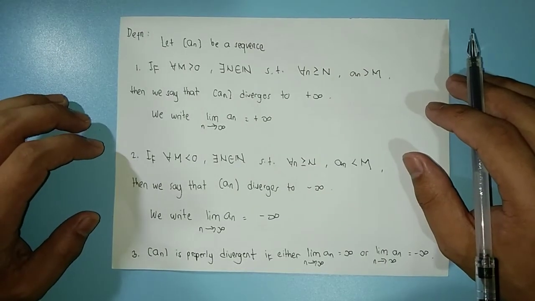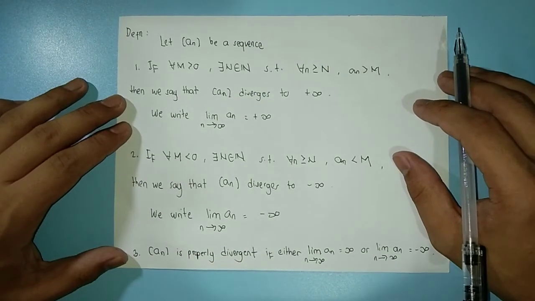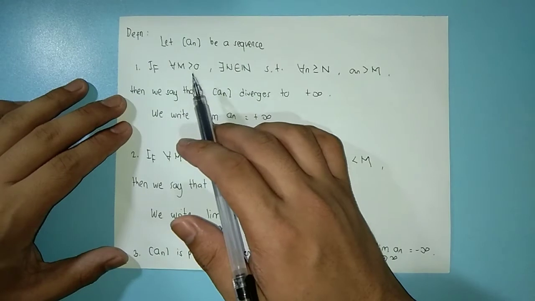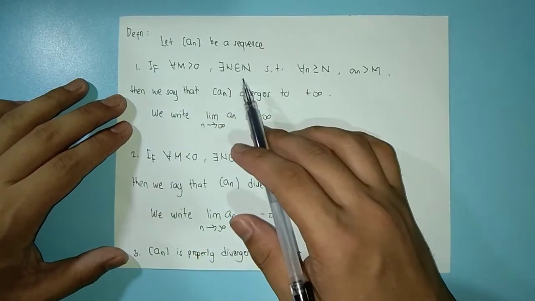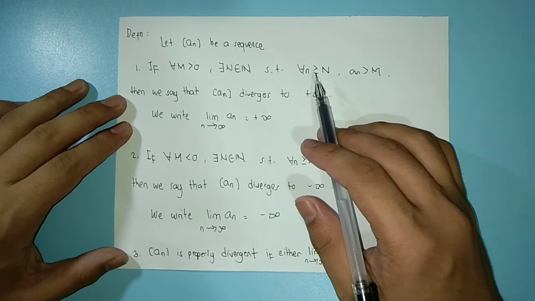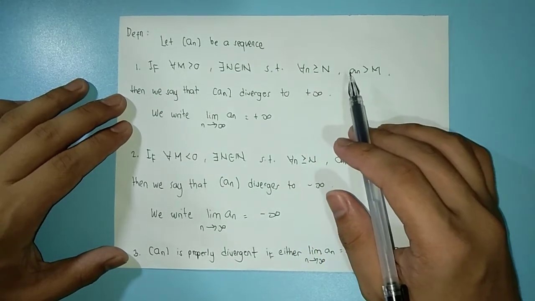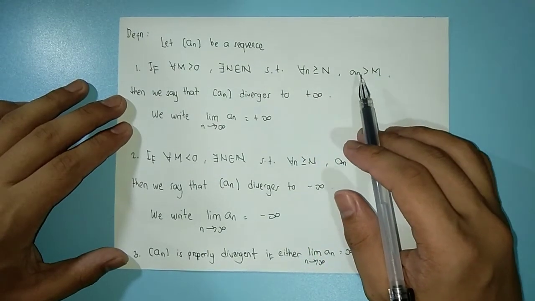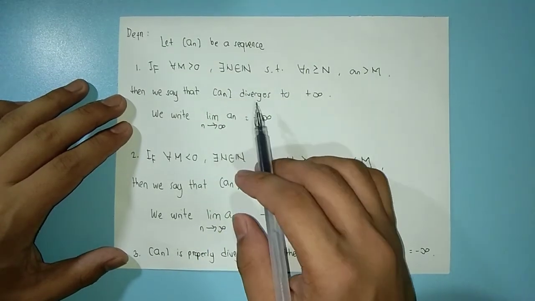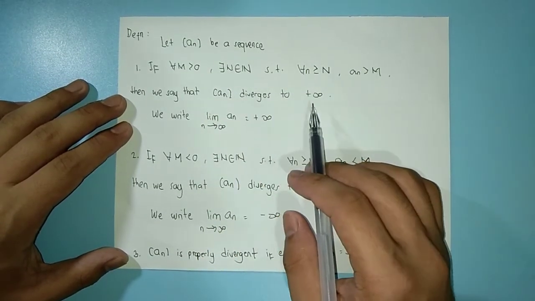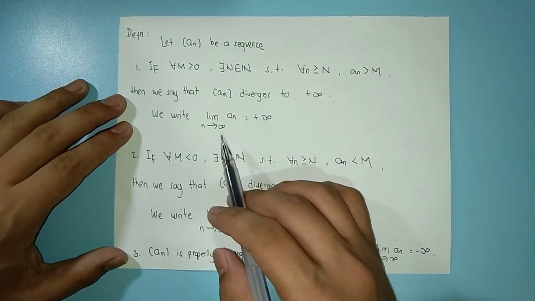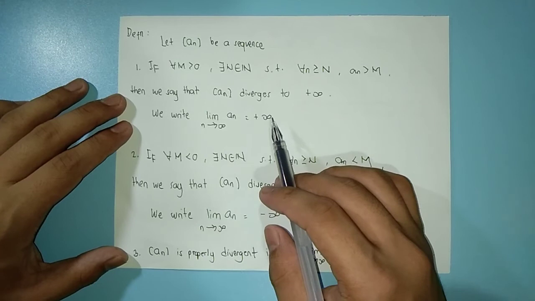Okay, so let's have another definition. Let a sub n be a sequence. Definition number 1. If for any positive number m, there exists a natural number n such that for all n greater than or equal to n, large N, the sequence a sub n is greater than m, then we say that the sequence diverges to positive infinity. And we write limit of a sub n as n approaches infinity is equal to positive infinity.